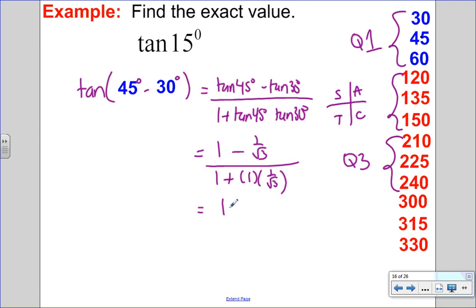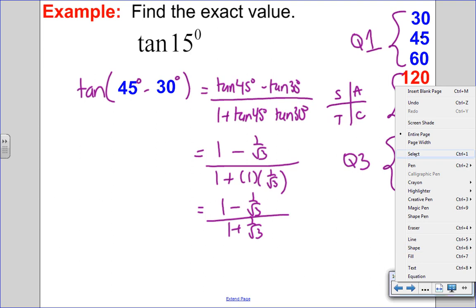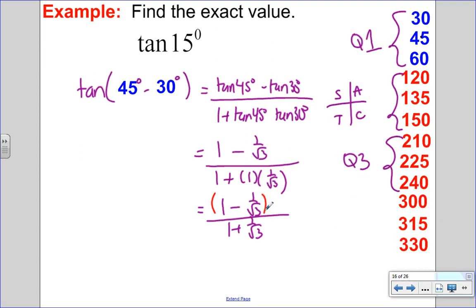So this is 1 minus 1 over root 3, over 1 plus 1 over root 3. Whenever I have a fraction over a fraction, I can never leave it like that, so I always just multiply by the denominator. Distributing that inside the brackets, I'm going to have root 3 times 1, which is root 3, minus the root 3's cancel, 1, over root 3 times 1, plus the root 3's cancel, 1.